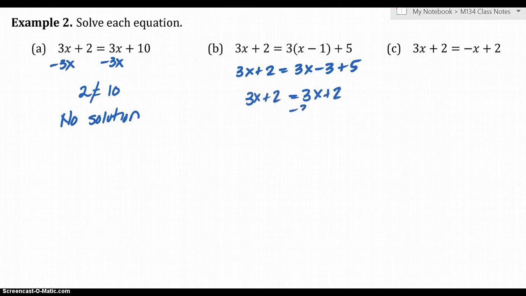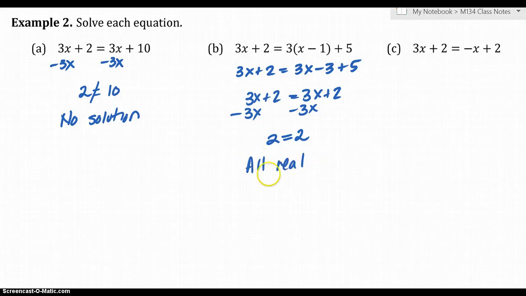So I'm going to subtract the 3x here as well. And you get almost the same thing as part A, that they go away. But now, we've never had this before either. 2 equals 2. So unlike part A, these are equal. So everything's going to be a solution. If you look at the left, it's the same as the right. It's the same expression. So this is all real numbers.